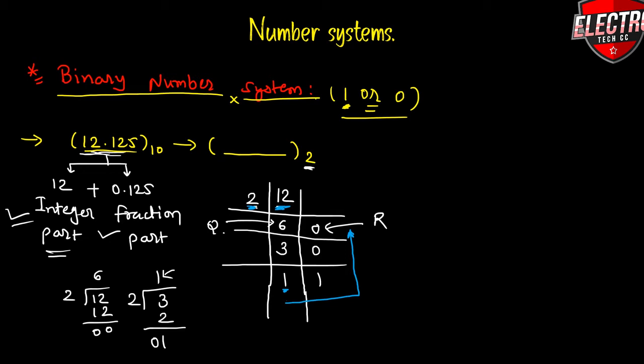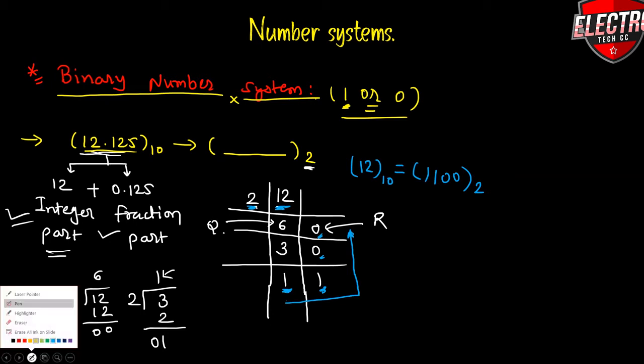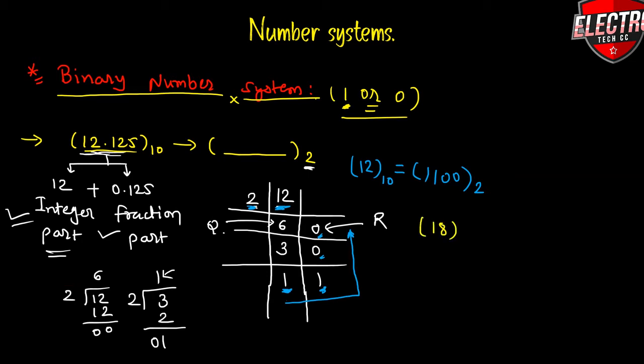So the conversion of 12 from decimal to the binary number system is, first you write 1, second 1, third 0, again 1, 0. Okay, so this is the conversion of 12, the integer part of the given number, into the binary number system. For a second example, I want to convert 18, a decimal number, into the binary number system.